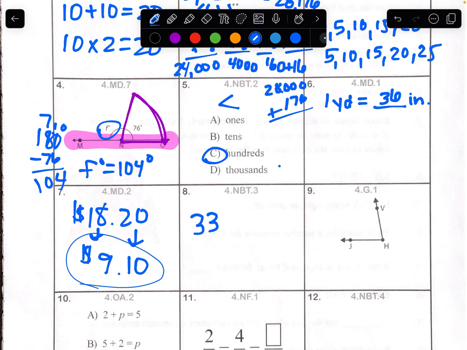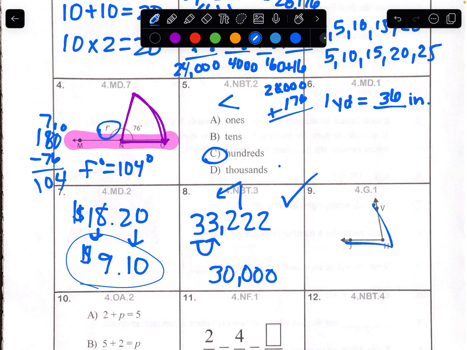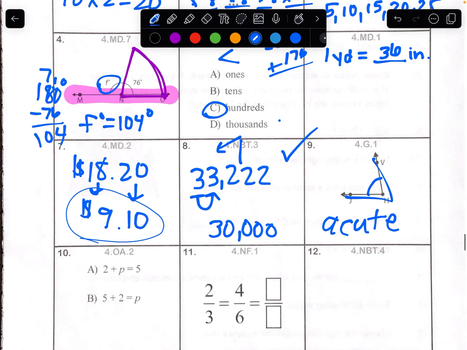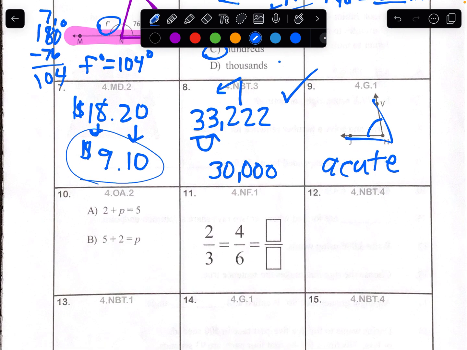Number 8, round this number to the nearest 10,000. So looking at place value, 10,000 is right there. Follow your rules. The number to the left is going to be less than your peak here, so it's going to fall down to 30,000. Remember, everything after that becomes a 0. All right, angle JHV. What kind of angle is this? This is acute. Tiny and cute. It's not quite 90, so it's not a right angle.